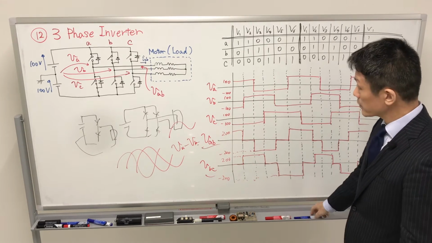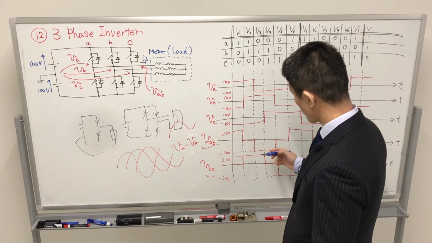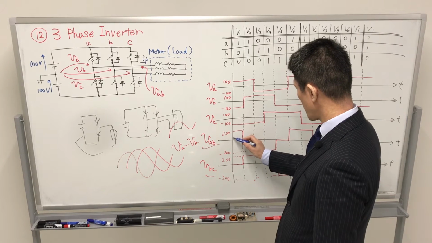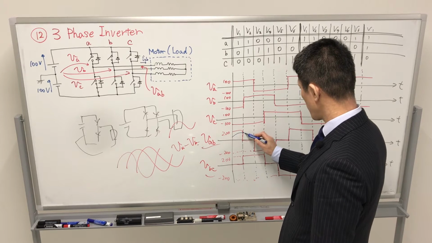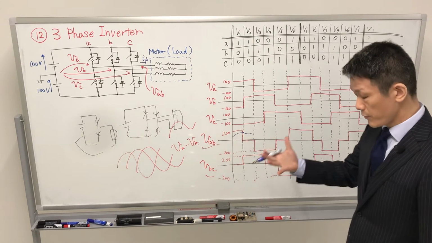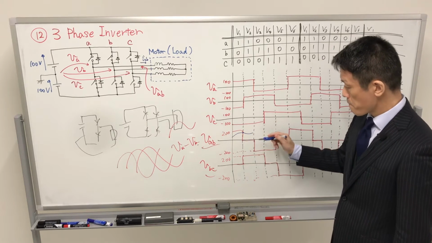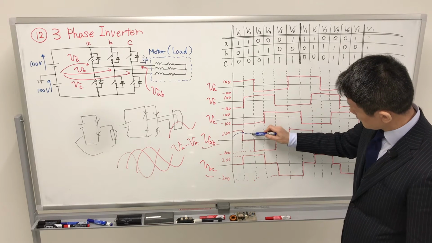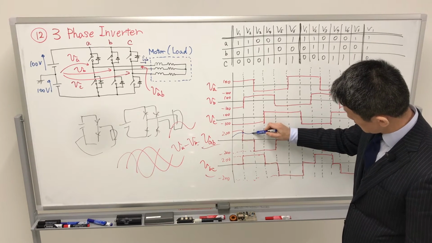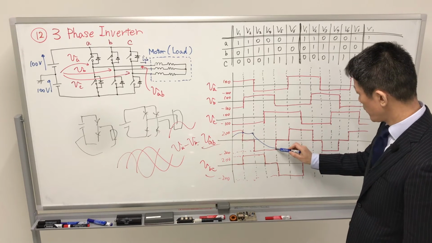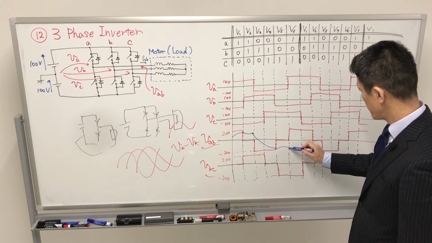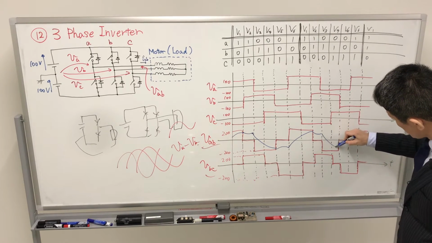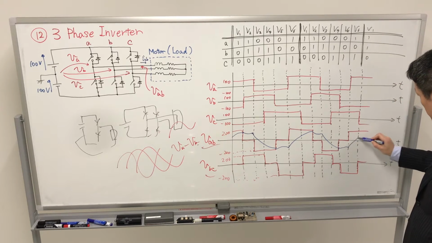And how about the current? Current flows in from here, goes like this. We already pre-checked this in the last single-phase simple inverter lecture. Why this type of current, I will skip the same discussion. So, pre-check.